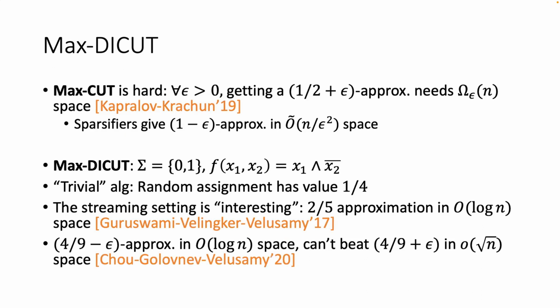Okay, and building on this work, there was this amazing work 3 years ago, which characterized how good of an approximation you can get in a small amount of space. So they showed that in logarithmic space, you can get constants arbitrarily close to 4/9, and in square root n space, you can't do any better than 4/9 by a constant. And I'm going to talk a little bit about how they prove the algorithmic result later.